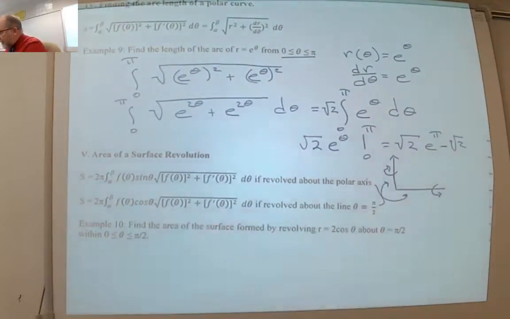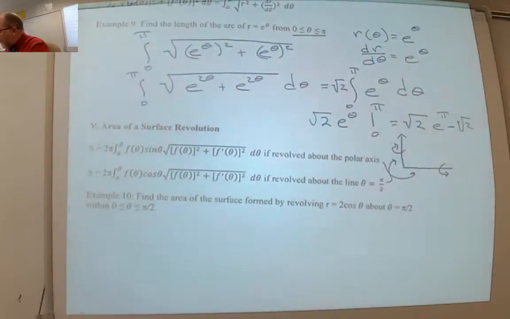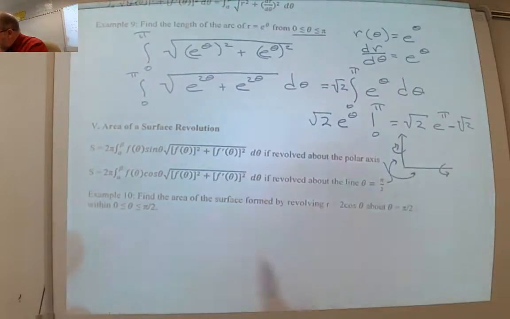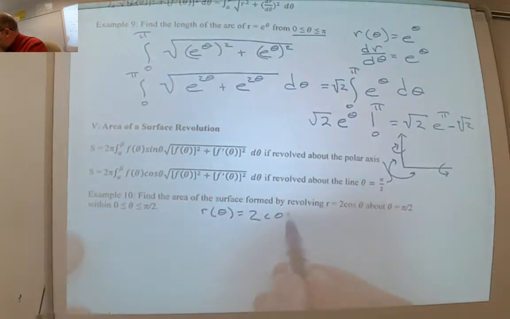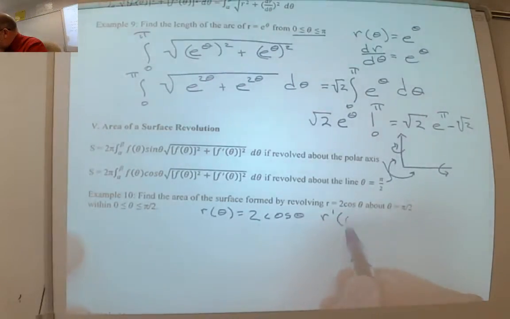Again, this one was kind of a cool problem, I thought, to figure out the surface area. And so r of theta is equal to 2 cosine theta. I'm going to need that. And r prime of theta would be what?